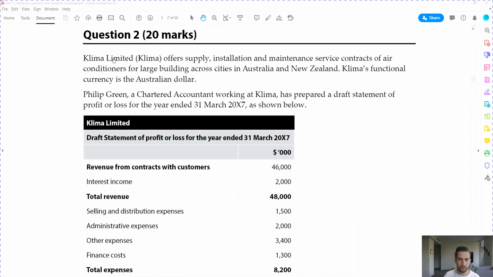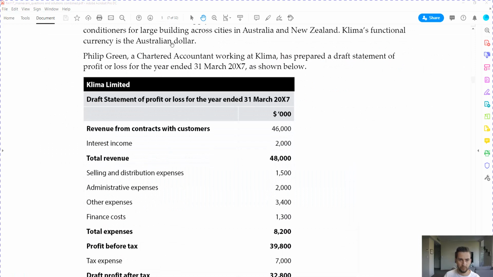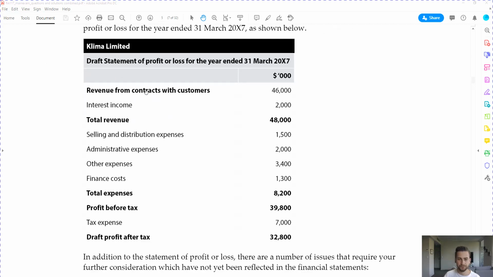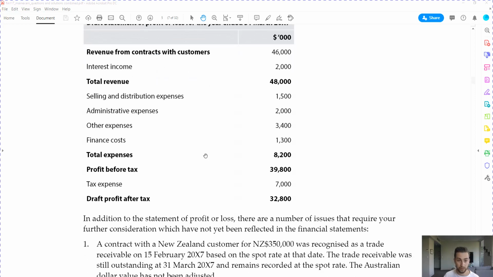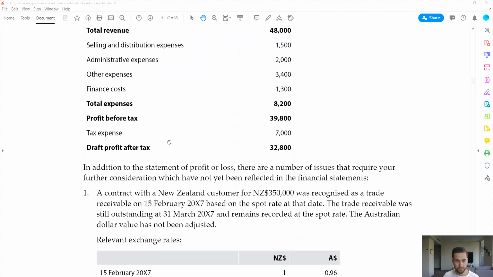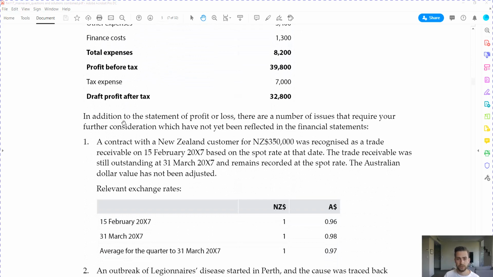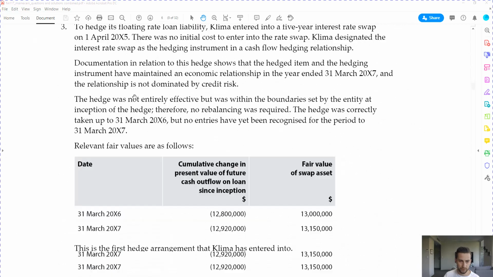So I've got a customer who's in the business of supplying contracts, and we've been provided by their accountant a draft statement, so draft doesn't mean it's final, statement of profit and loss for the year ended 31 March, as shown below. Okay, so we've got the draft in there. So you can already anticipate that we're going to be expected to make some sort of change or additions to this P&L already because it's in draft, or review it. In addition to the statement of profit and loss, there are a number of issues that are... Okay, let's just skip to the end and read the question.